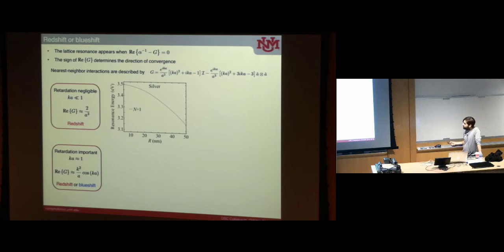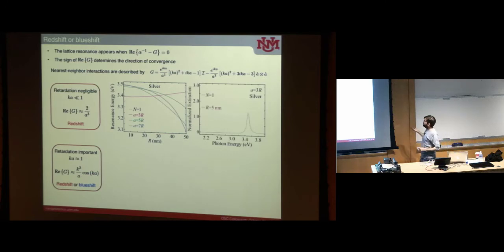For silver, for example, this is the result for one particle as a function of the radius, and now we have here the result for the array. You see, for a periodicity of 3 times the radius, or for a periodicity of 5 times the radius, as we increase the size, we are increasing the retardation effects, and at some point our resonance starts on the red side and suddenly changes to the blue side. The same happens if you keep increasing that.